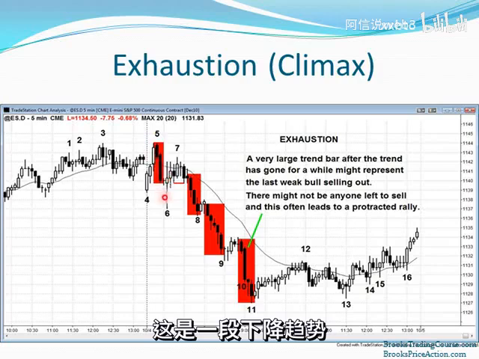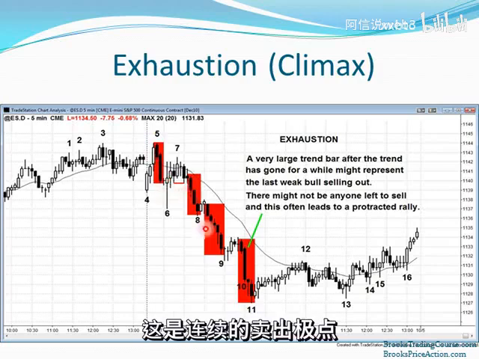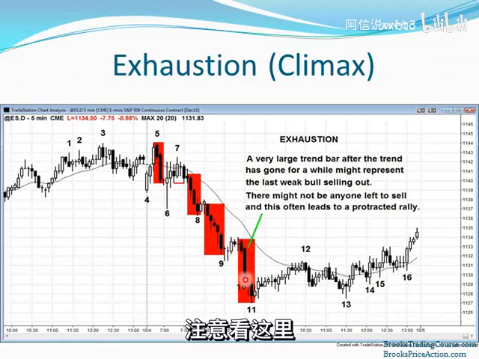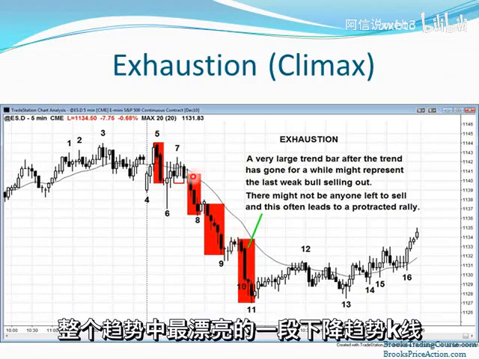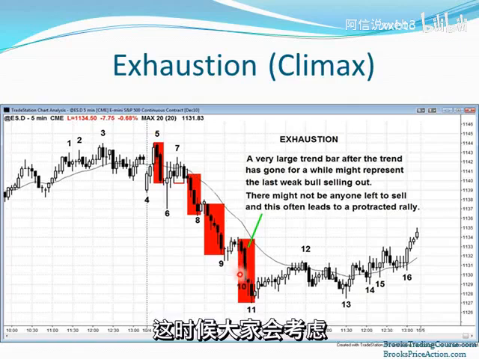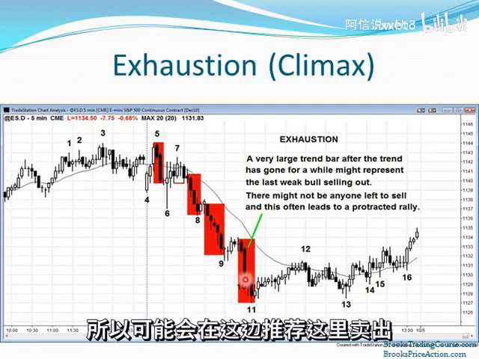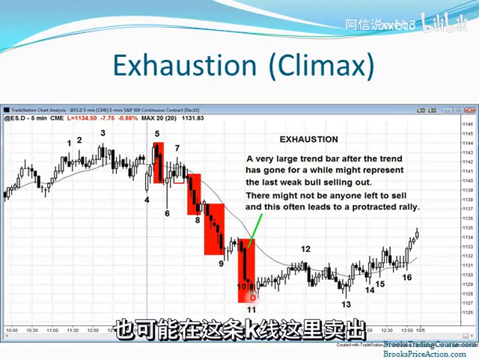Here's a bear trend, a series of bear sell climaxes, each of these red boxes, and then look here, the best looking bear bar of the entire trend. Traders will start to wonder if this might be an exhaustive end to the trend. So they might sell that bar, they might sell this bar as well.